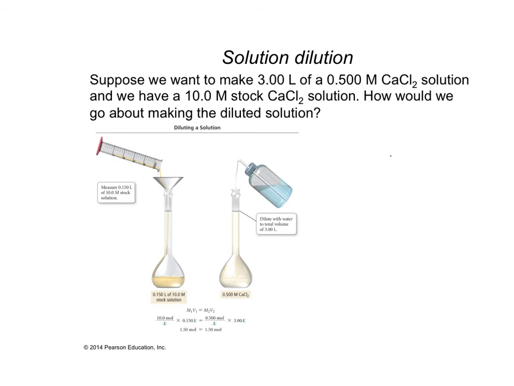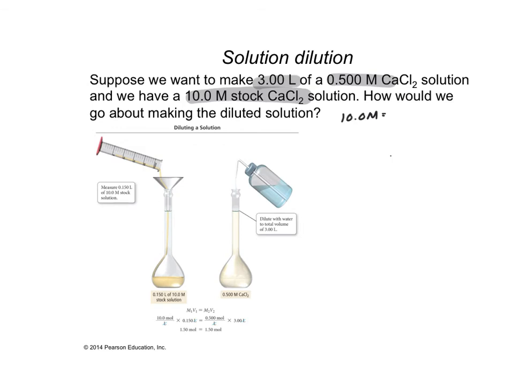Okay, so how would we actually go about doing one of these dilution problems? Let's say that we had a concentrated stock solution of calcium chloride sitting around in the lab, and the concentration of that was 10 molar. Let's say from that, we wanted to take a volume and dilute it to make 3 liters of a 0.5 molar calcium chloride solution, okay? So how would we go about making this solution?